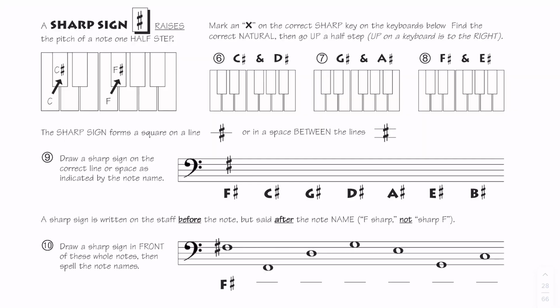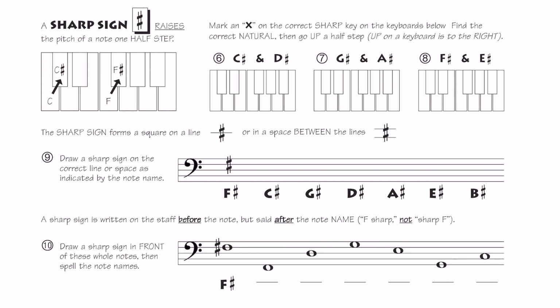Okay, so it's pretty simple to learn how to write flat signs and learn what they do on a keyboard. The more that you can visualize what the keyboard looks like in your head, the less you'll have to depend on a keyboard on the page to figure out the sharps and flats and all of the different accidentals that we're going to have. In the second half of lesson number 12, we're learning about sharp signs.